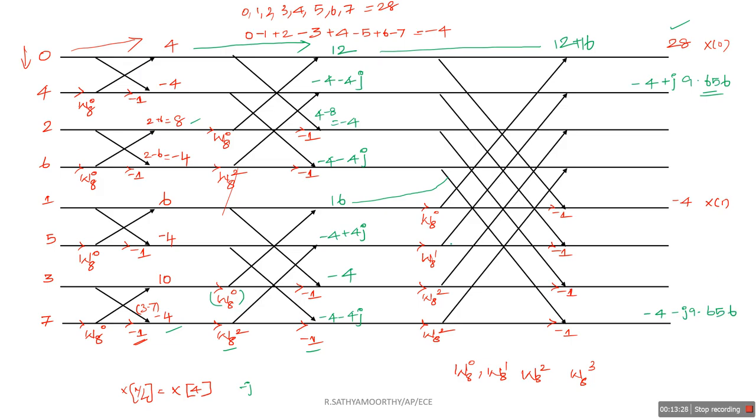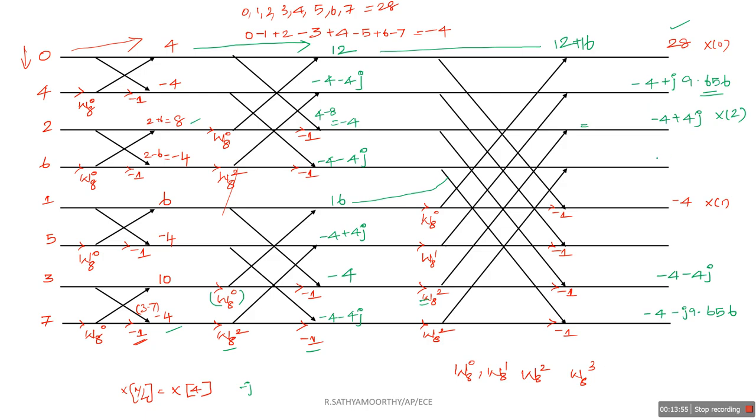And then if you calculate x of 2, that is W8 square. We have W8 square. The calculation is very easy. That is minus 4 plus 4j. Since we have calculated x of 2, what is x of n minus k? That is x of 6, the complex conjugate. What is the complex conjugate? Minus 4 minus 4j. Simple.